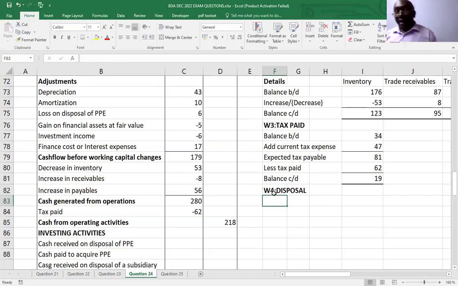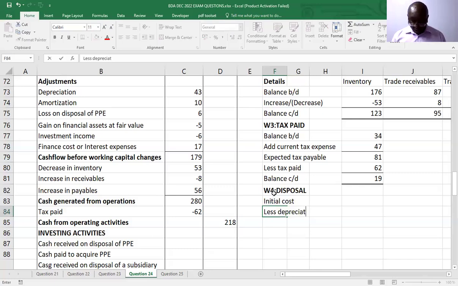I told you the other day when it comes to the disposal of the asset, you can do the format like this. You start with the initial costs, then you say less depreciation recovered. Recovered is what we also call the accumulated depreciation. And then we get net book value. Net book value at point of sale or disposal.